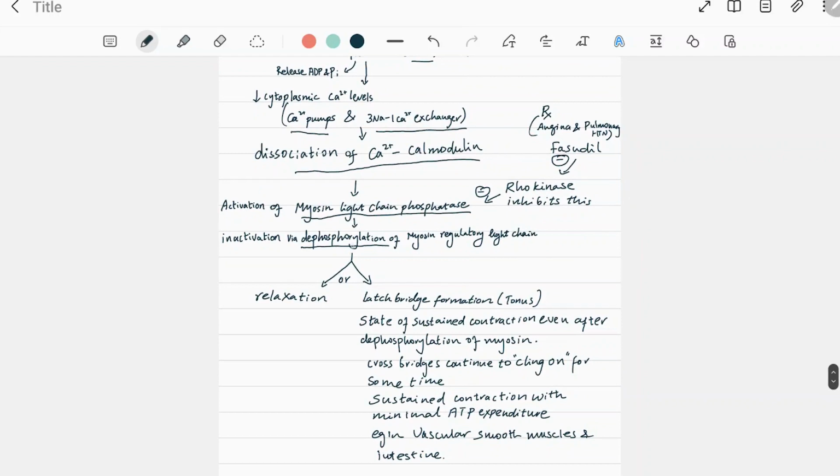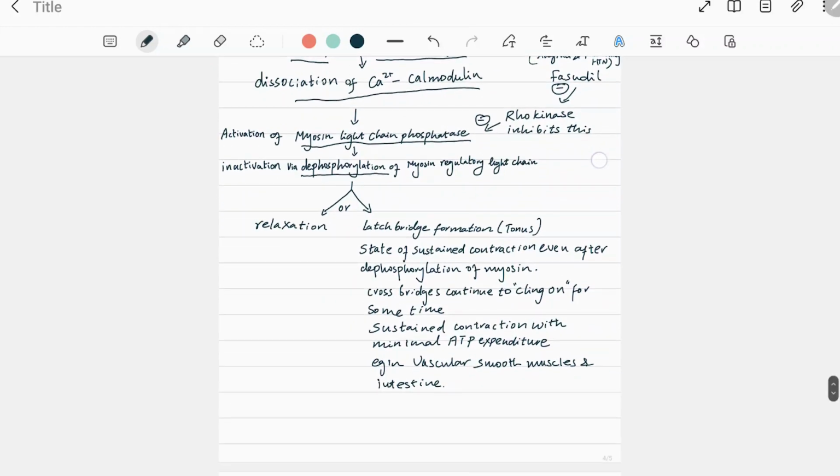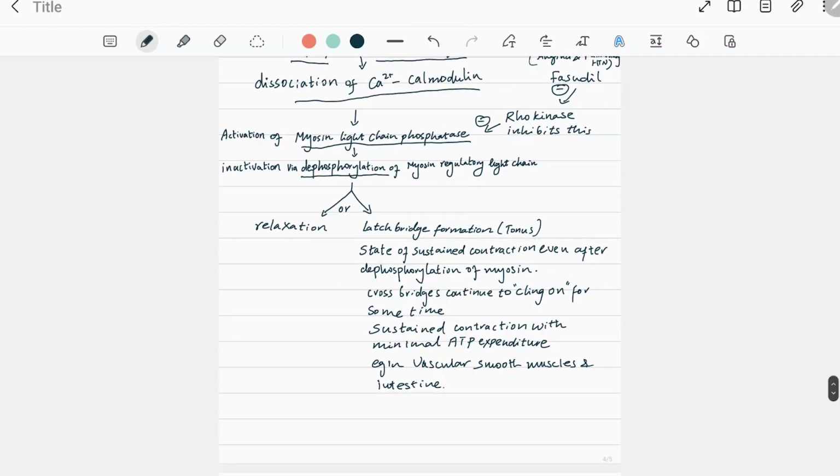This inactivation via dephosphorylation of the myosin light chain, regulatory light chain, can cause relaxation or latch bridge formation, also known as tonus. Now what is this latch bridge formation? You have that myosin and it is bound to the actin. Now when you dephosphorylate, remove the ATP from here, the ADP and the ATP.